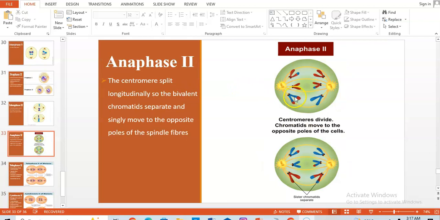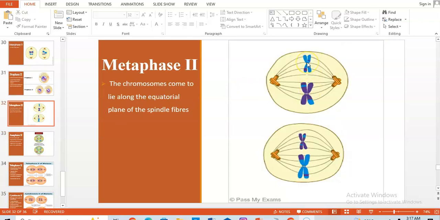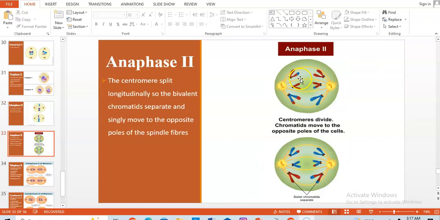So at anaphase 2 now, what happens at mitosis will occur here. Look at it. There will be a splitting longitudinally at this centromere. So the centromere will split longitudinally, so that these bivalent chromatids will separate. So you will have a single chromatid that will become a chromosome, and a single chromatid that will become a chromosome. As they divide and separate, they start moving to the opposite pole along the spindle fibers. So that's what occurs at anaphase 2. A splitting will occur, and then it migrates to the opposite pole.